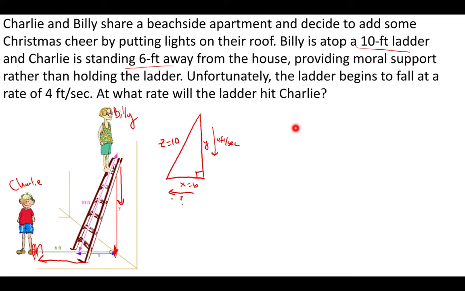But we want to know how fast is this ladder moving when it's 6 feet away from the wall when it collides with Charlie. So we're trying to find an instantaneous rate of speed. Now, where the name related rates comes from is, well, there's a rate that the ladder is moving down. We're going to call that dy dt. Dy dt represents the rate that y is changing.